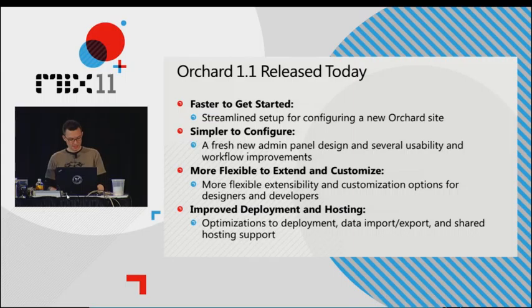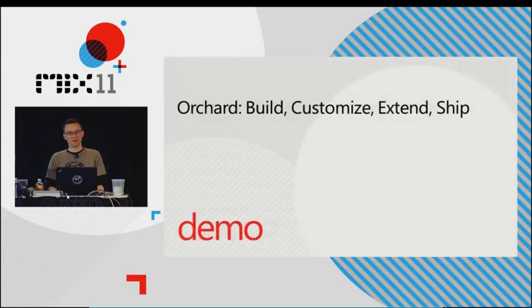I want to first give you a little bit of context about Orchard itself, and then we're just going to jump right into the demo. I'm going to build a site from scratch using Orchard 1.1. So the title of the talk indicates that we're going to customize a site and build a complete site. We're going to extend that site with some custom modules, and then we're going to try to ship that site out to the web.